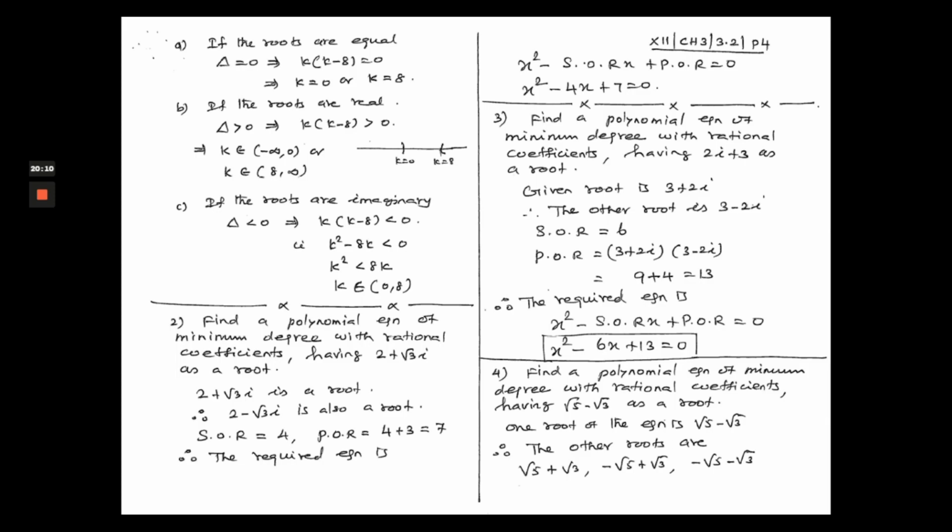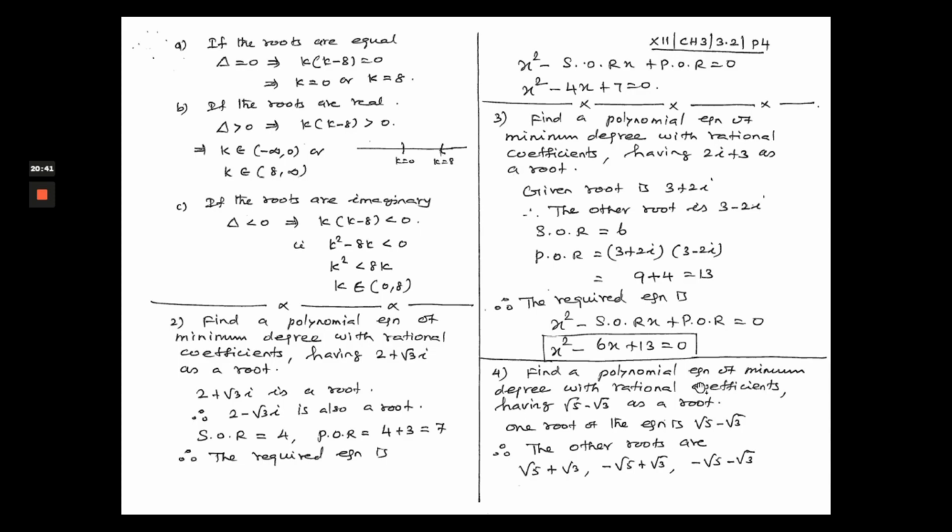Therefore the required equation is x squared minus (sum of the roots) x plus product of the roots equal to 0. Here the sum of the roots is 6, so 6x, plus product of the roots is equal to 13, equal to 0. So x squared minus 6x plus 13 is equal to 0 is the required equation. Okay, next, fourth sum.